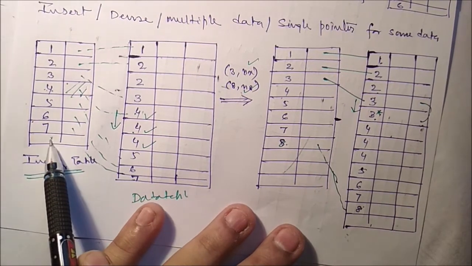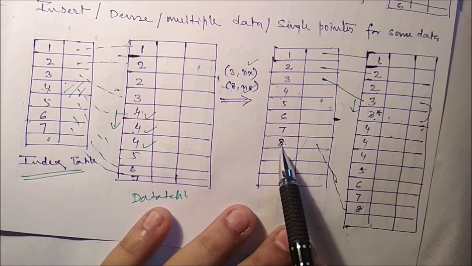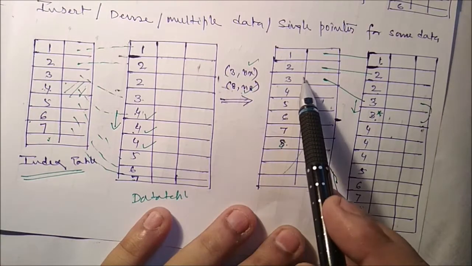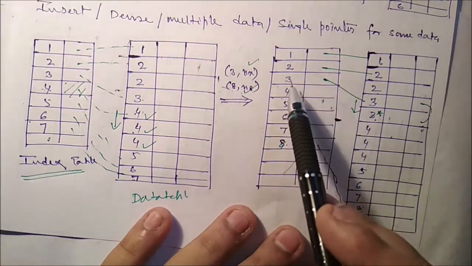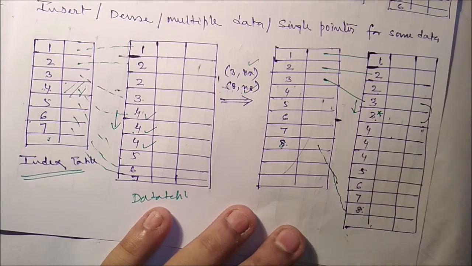So roll number 8 is not present, and if you want to add 8, you definitely have to update the index table as well as the data table. But 3 is already there, so the index table update is not required; you only have to update the data file table.